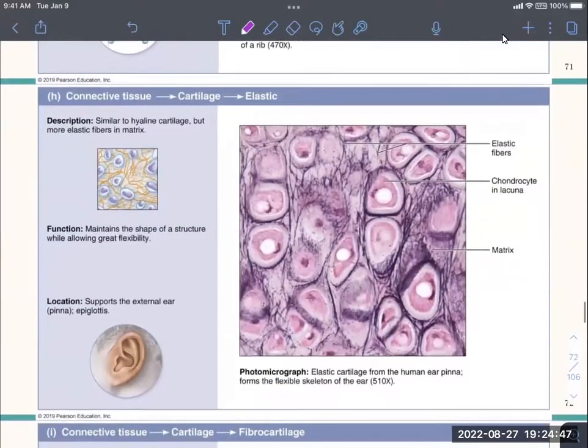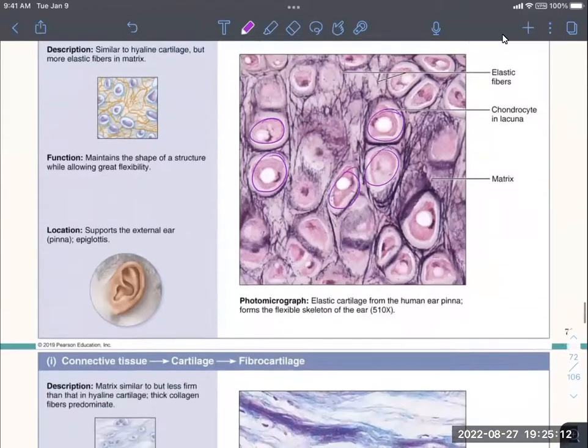Here's our elastic cartilage. As we see, we have these cells dispersed throughout, but we have lots of black elastic fibers also dispersed throughout. And these black elastic fibers are what makes this elastic cartilage versus hyaline cartilage, because it needs to stretch.